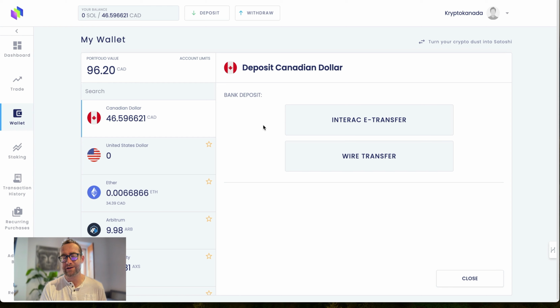So it's not very expensive. Do keep that in mind. There's other platforms like Newton Crypto that allow you to cash out for free. Although I really like NDAX because the overall fees are going to be lower and the spread's tighter. And we'll get to that in a second.